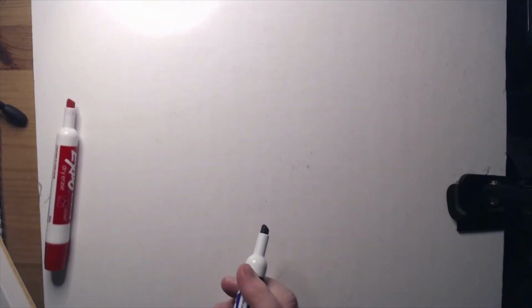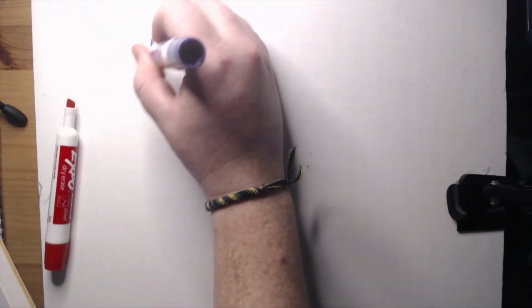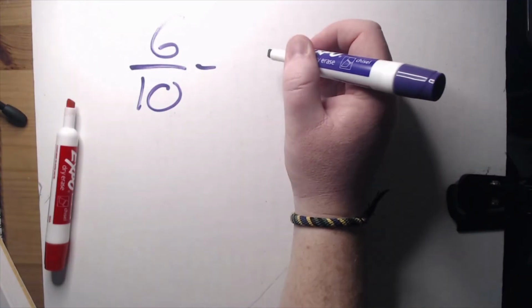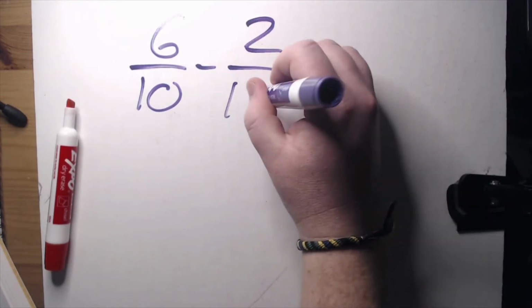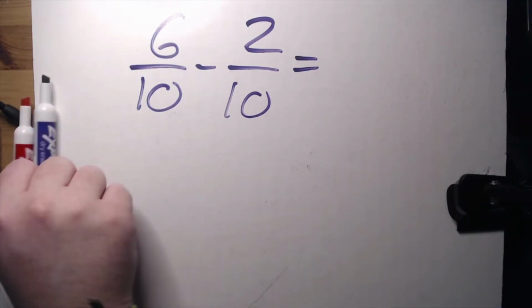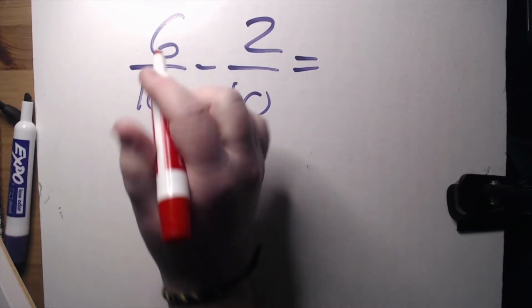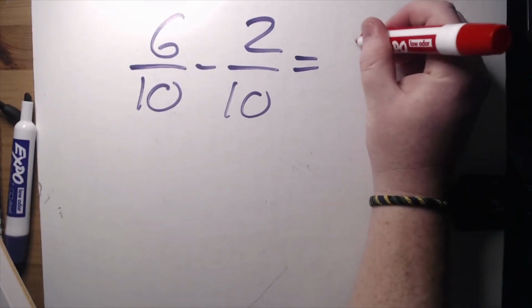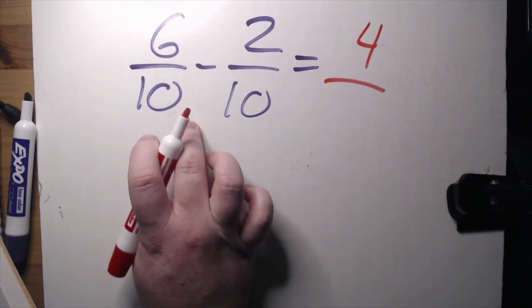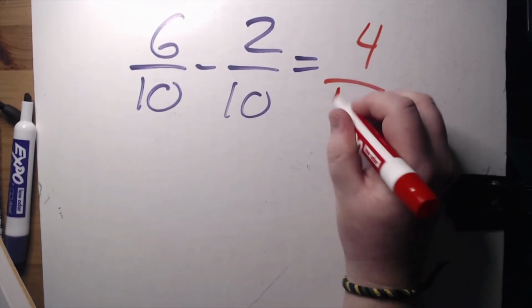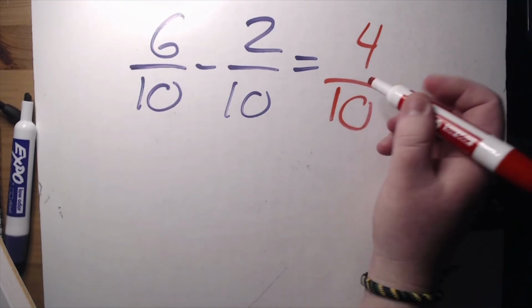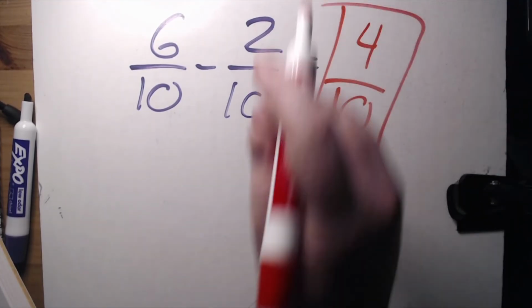The next one is going to be 6/10 minus 2/10 equals what? If you said do 6 minus 2 equals 4, and again, never, ever, ever subtract your denominators, which gives you 4/10. If you got 4/10 as your answer, congratulations. You just subtracted fractions properly.